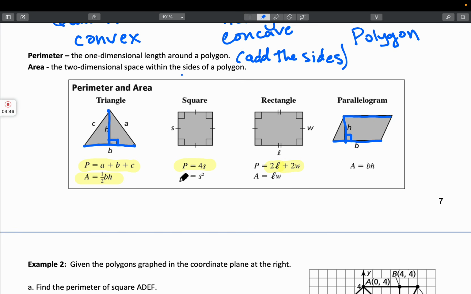Okay, area formula for a square. Once again, it's just base times height, and since base and height are the same, we say that is the side length squared. And area for a rectangle is base times height, or another way of saying that is length times width.